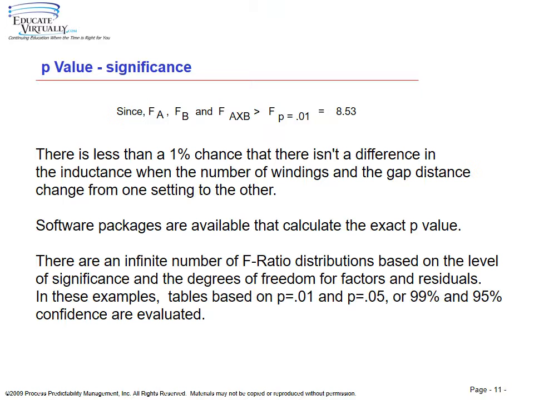Typically, if we were just to use table values, we use table values for 0.01 and 0.05. There are other values that could be used, but those are the standards, a 99% and a 95% confidence. We have a lot of confidence in the results of this experiment. These factors are guilty of changing the inductance value when they change settings beyond a shadow of a doubt.